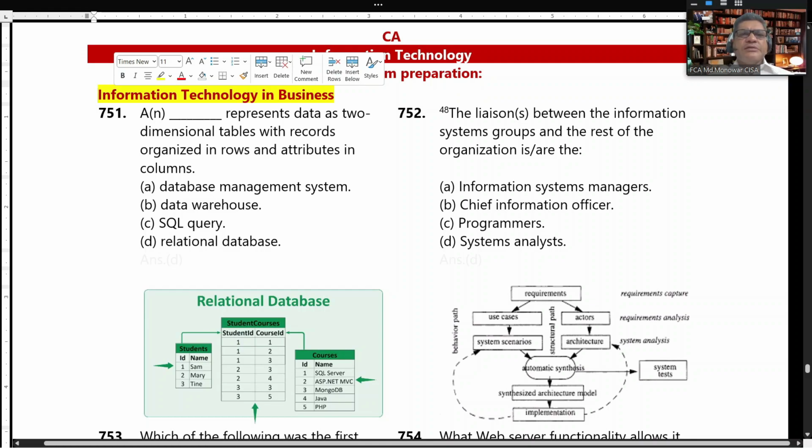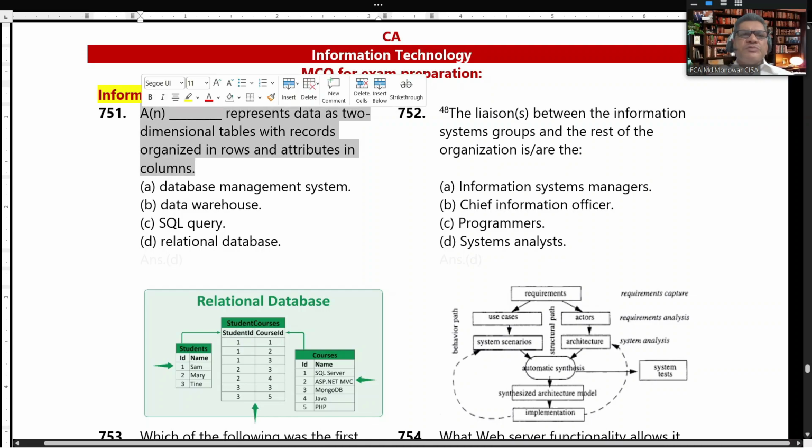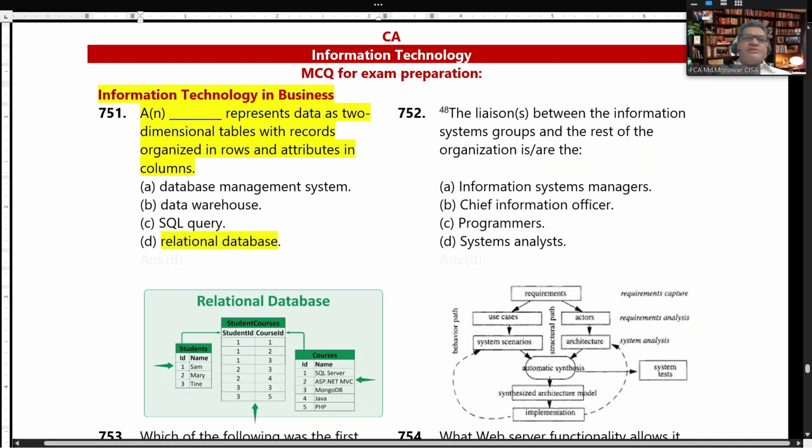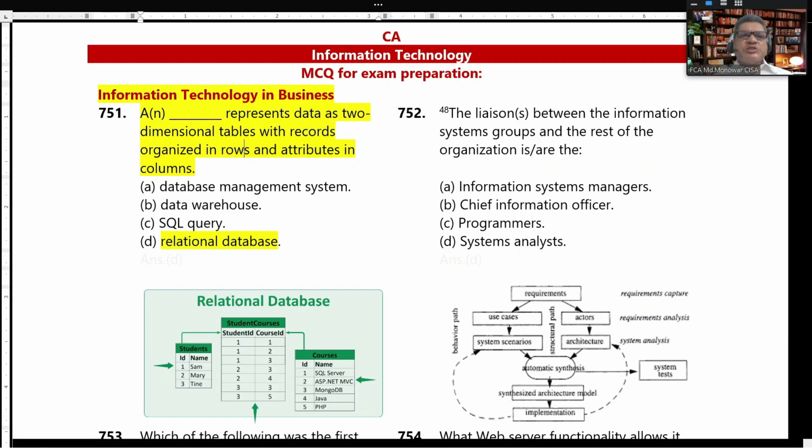So from information technology in business, a few MCQs are here. A what represents data as a two-dimensional table with records organized in rows and attributes in columns? So what would be the answer? Which database? A relational database. A relational database represents data as a two-dimensional table with the records organized in rows and attributes in columns.